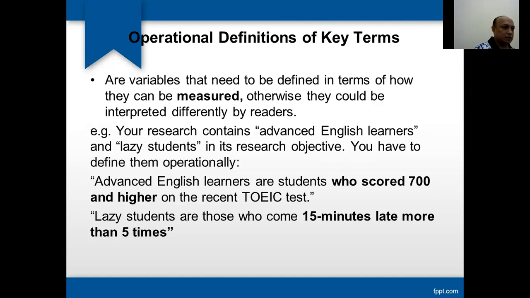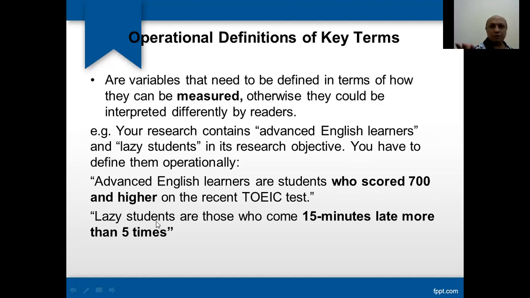So for example, say that your research contains advanced English learners and lazy students as the variables in your research objective. Then you have to define them operationally. Now this is how you define them operationally. Advanced English learners are students who scored 700 and higher on the recent TOEIC test. This is the operational definition. Now advanced English learners are limited to those students who scored 700 and higher. And that's the way you define it operationally.